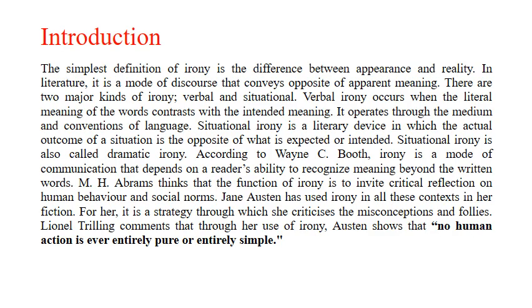Introduction. The simplest definition of irony is the difference between appearance and reality. In literature, it is a mode of discourse that conveys the opposite of the apparent meaning. There are two major kinds of irony, verbal and situational. Verbal irony occurs when the literal meaning of the words contrasts with the intended meaning. It operates through the medium and conventions of language.